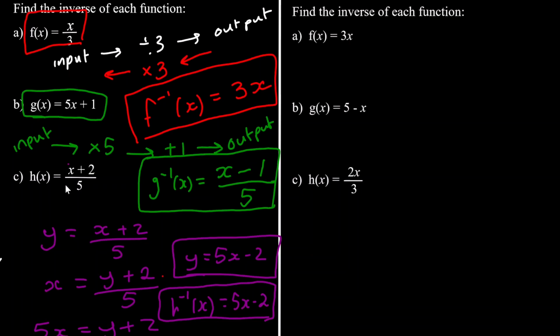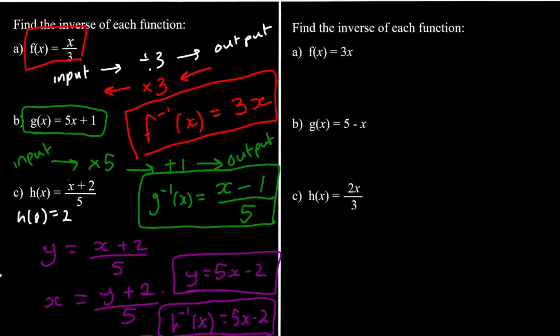So if you put something into the original, let's use 8, so h of 8 is 8 plus 2, which is 10, divided by 5. 10 over 5 is 2. So the input was 8, the output was 2. If we put 2 into our inverse, we should get our 8. So 5 times 2 is 10, take away 2 is 8. So the output becomes the input, and the input becomes the output.